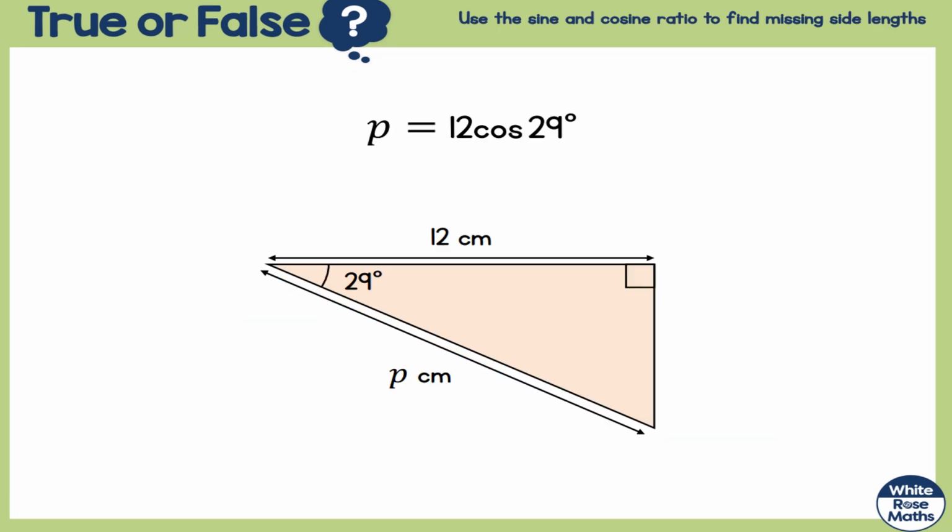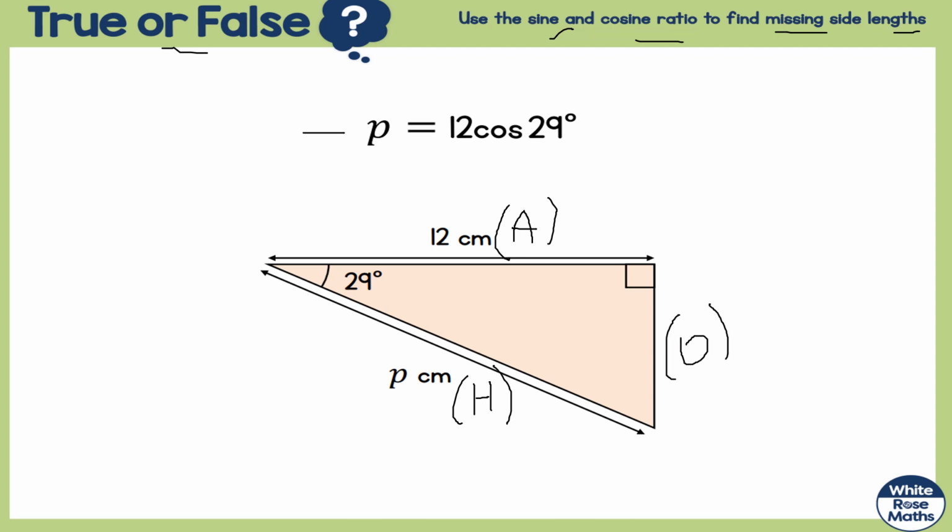This next one, true or false: use the sine and cosine ratio to find missing side lengths. So P is equal to 12 lots of cos 29. That's the statement or claim. So labeling our sides, this will be the adjacent, because it's next to the angle, and this will be the hypotenuse, and this will be the opposite.